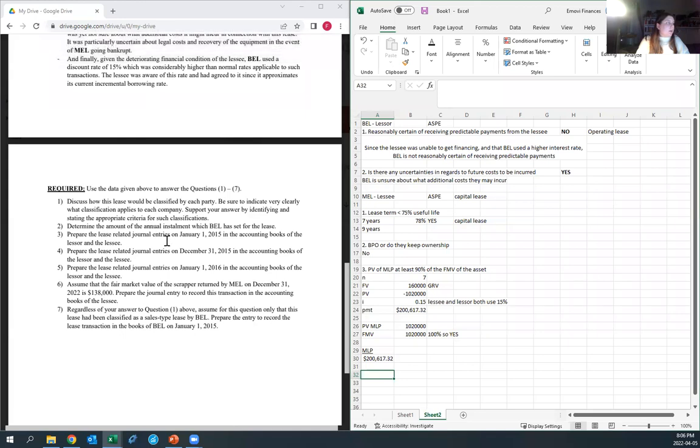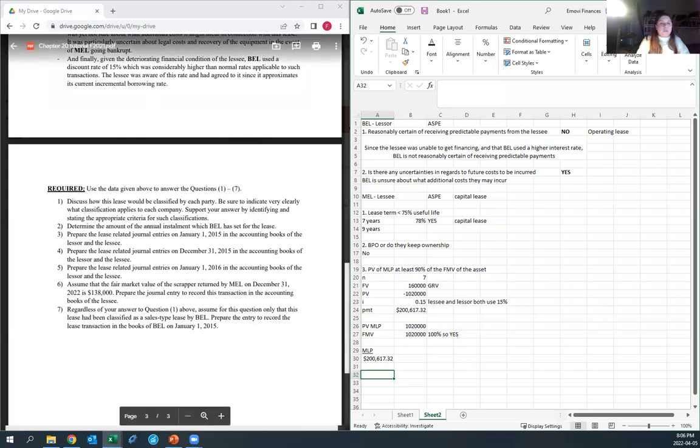For part 3, prepare the lease related journal entry on January 1st, 2015 in the accounting books of the lessor and the lessee. So I'm going to start with the lessor. For them, it's an operating lease.